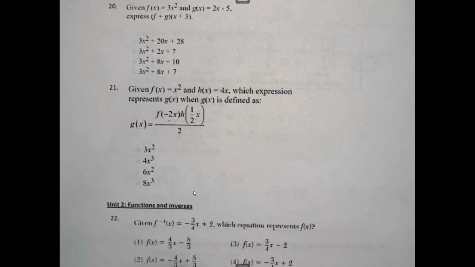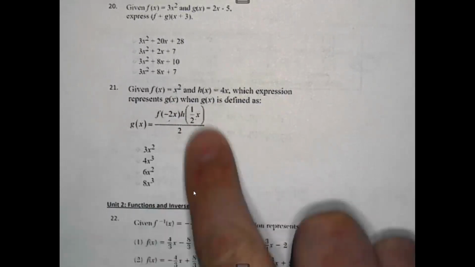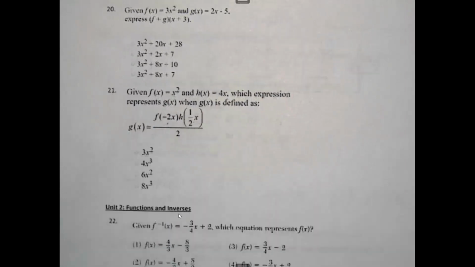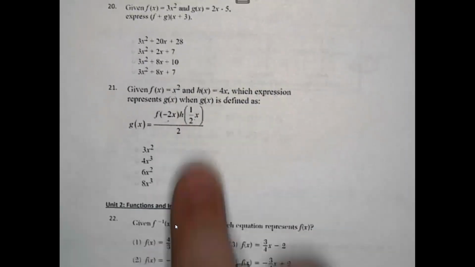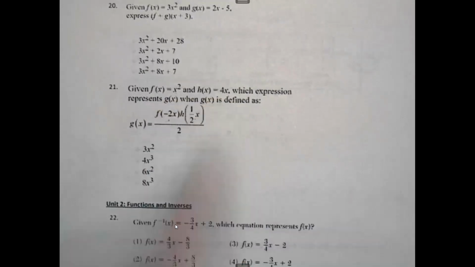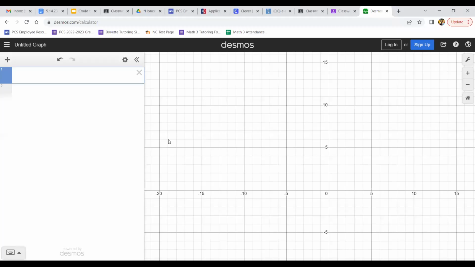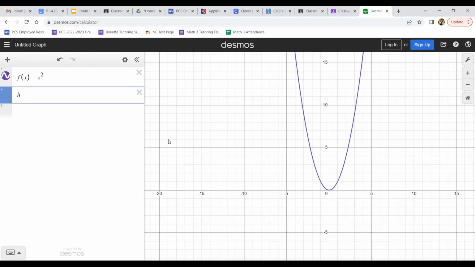There's another problem that's similar to this where you can't use this method on it, and I'll kind of explain why. But I'm going to show you guys how you can do this problem in Desmos and kind of make it easier on yourself. So we're going to type in first on Desmos what f of x is and what h of x is. So I'm going to type in f of x is x squared, and I'm actually going to type in the f of x because I'm telling Desmos what the name of the function is. So I'm saying the name f of x is x squared, the name h of x is 4x.